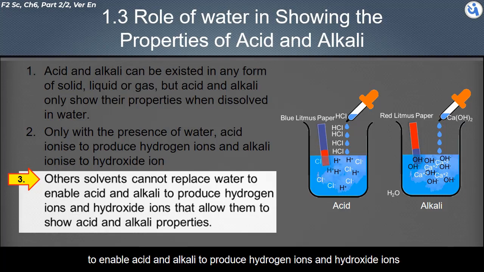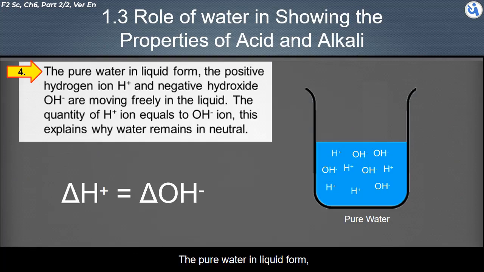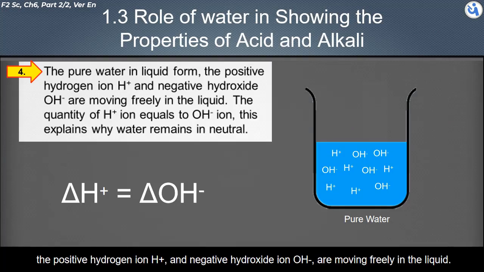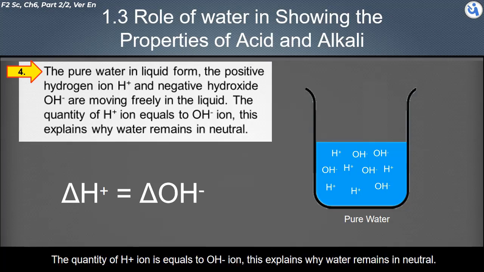Water enables acid and alkali to produce hydrogen ions and hydroxide ions that allow them to show acid and alkali properties. In pure water in liquid form, the positive hydrogen ion, H+, and negative hydroxide ion, OH-, are moving freely in the liquid. The quantity of H+ ions is equal to the quantity of OH- ions. This explains why water remains neutral.